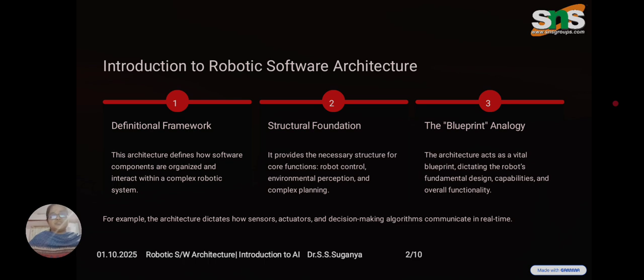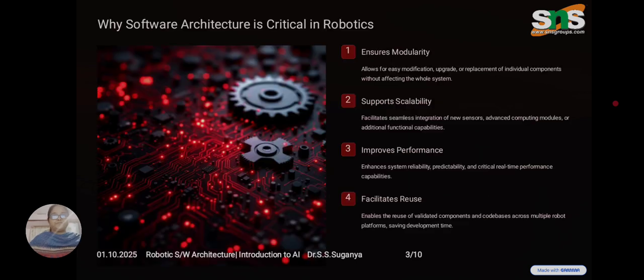So let's now see the blueprint analogy. The architecture acts like a blueprint that dictates how the sensors, actuators and algorithms communicate in real time. So for example, sensors collect the data, decision modules interpret that data and actuators execute the commands. Every layer must interact smoothly to achieve real-time intelligent behavior in robots.